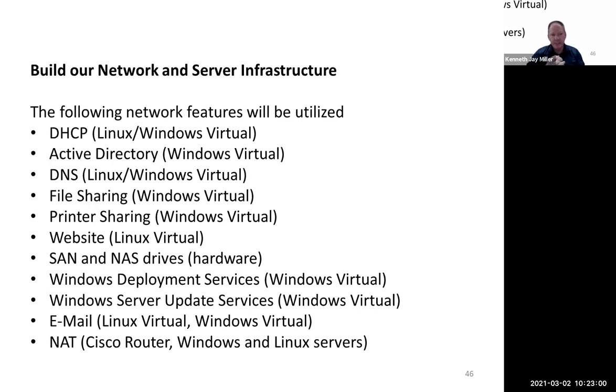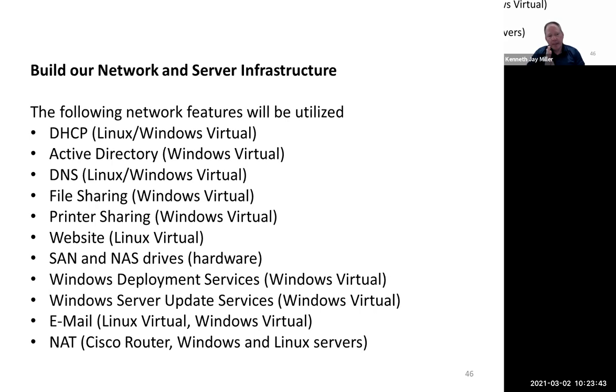We need domain name services on our network, and we're going to build that out on both our Linux machines and our Windows virtual machines. We need file sharing, and we're going to do our file sharing from a Windows virtual machine. We need printer sharing. We're going to do that from Windows. Now, the nice thing is when we install Server 2019, one of the only services that is automatically turned on is file and print sharing. So we don't really have to do a lot to get those going. We're going to build some websites, and we're going to do that on both Linux and Windows. That says Linux only, but the focus will be on Linux. We'll also do it in Windows.